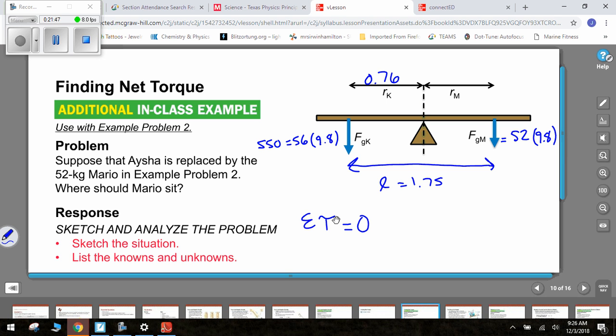Okay? So we know tau K is going to be equal to FGK times RK. Right? That's tau equals force times the distance. Notice that it's perpendicular, so I didn't have to put the sine theta. Okay? So tau K is FGK times RK.